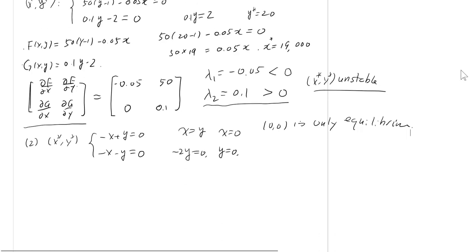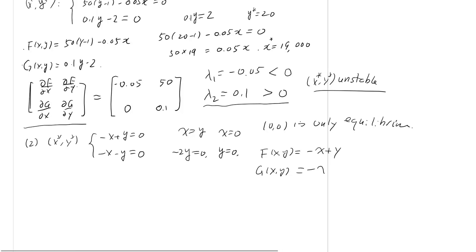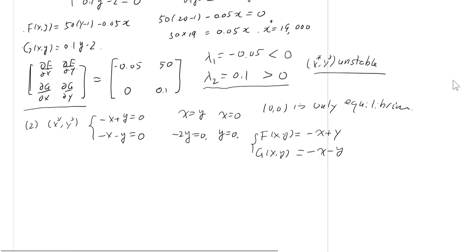Right? So now let's find the Jacobian matrix. Take the partial derivatives. We have f of x, y, the first equation, is negative x plus y. And g of x, y is negative x minus y. Right? So take the partial derivatives. We have negative 1, 1, and negative 1, negative 1.